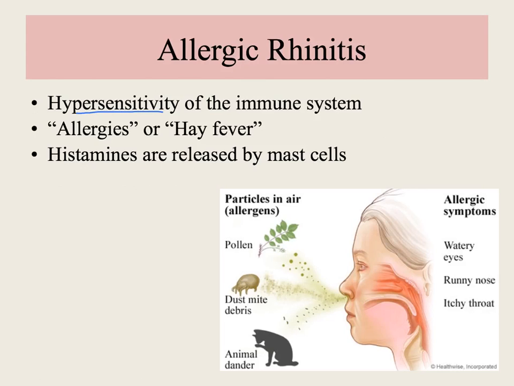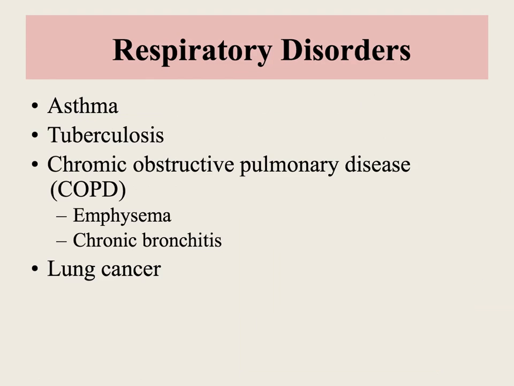So primarily you're getting a response of histamines being released by mast cells, and histamines then make the capillaries leaky, bring fluid to that part of the body, and so that leads you to a runny nose, and inflammation can lead to itchiness, which gives you the itchy eyes and the itchy throat, all the stuff that are just common symptoms for allergic rhinitis. Again, with this, you treat it with an antihistamine to try to calm down the immune system. So now let's get into some respiratory disorders.